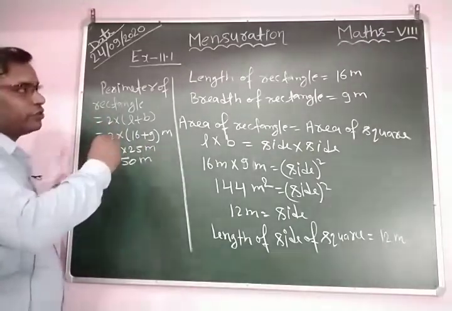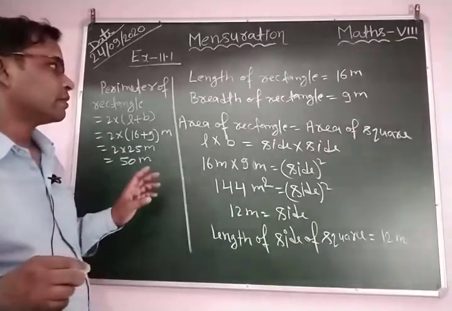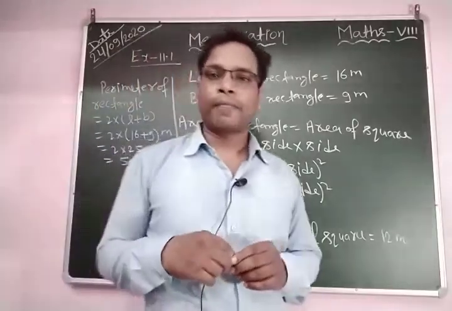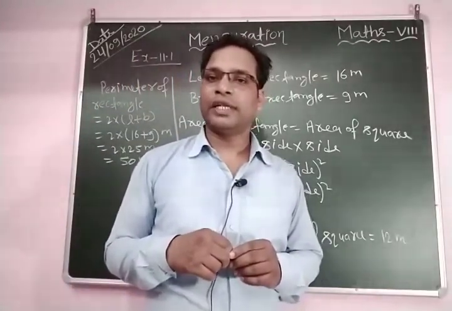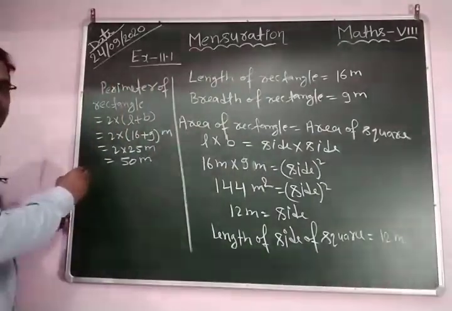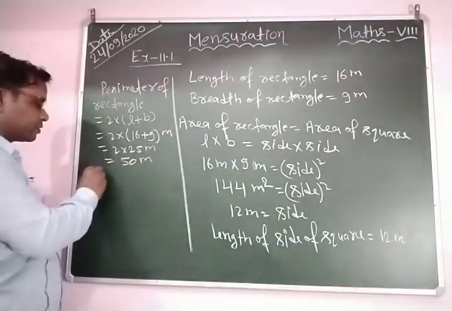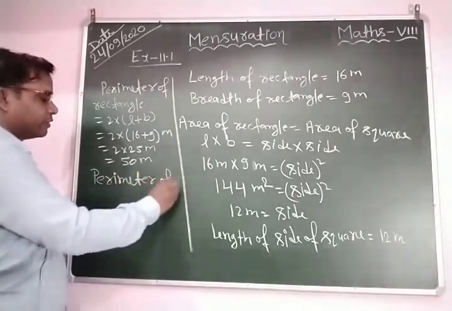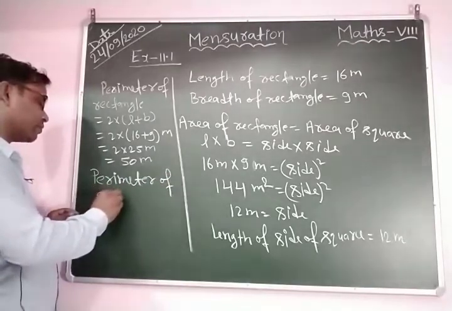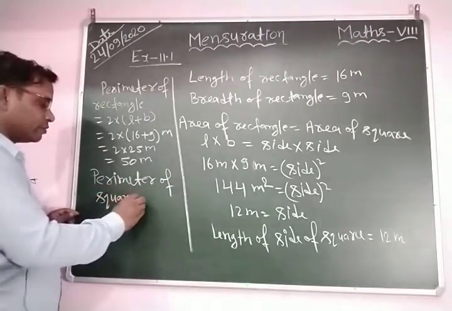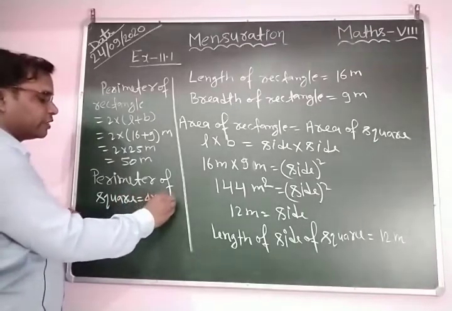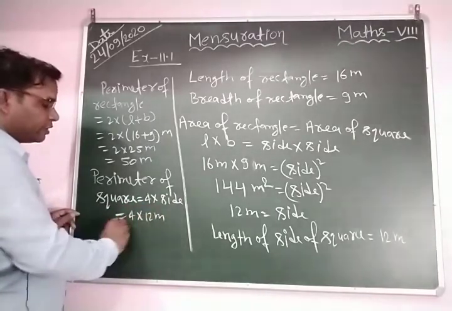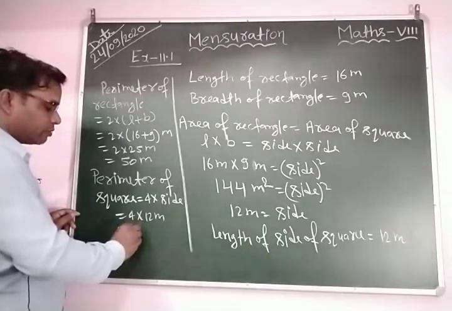Okay, now after this we need to find the perimeter of the square. So what is the perimeter of a square? The perimeter of a square is 4 into the length of side. Okay, so again you can write here perimeter of square is equal to 4 into length of side. Okay, here you found the length of side 12 meter. This is equal to 48 meter.